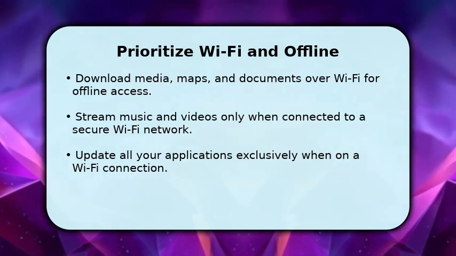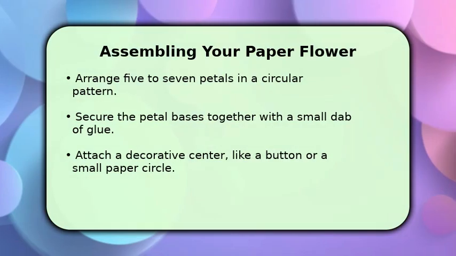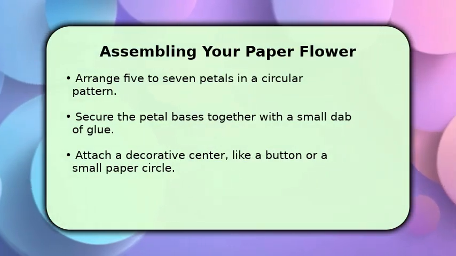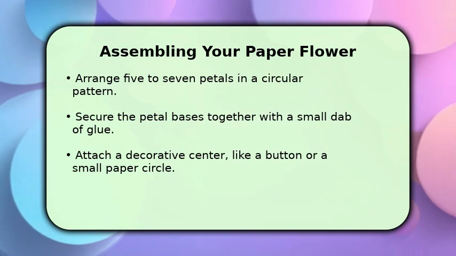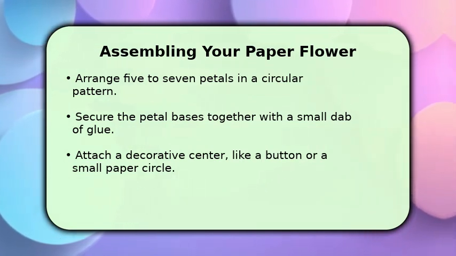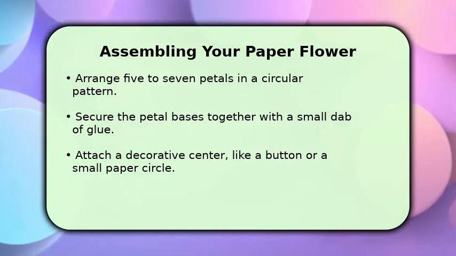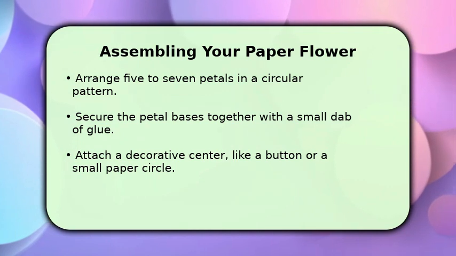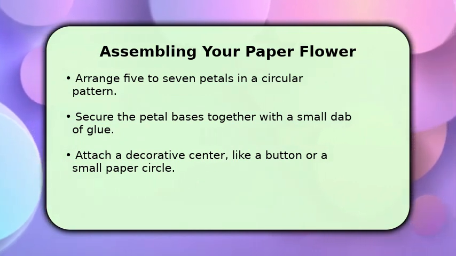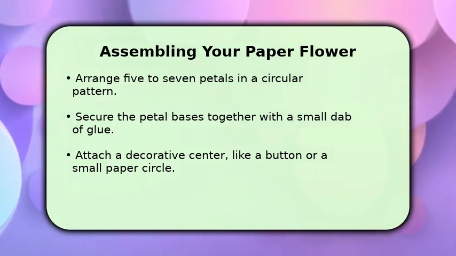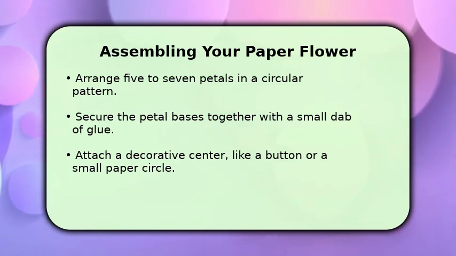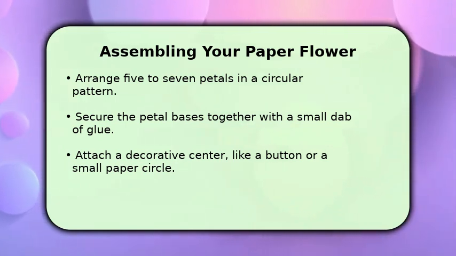With your petals and leaves ready, it's time for assembly. Take 5 to 7 of your crafted petals and arrange them in a circular pattern, overlapping slightly. Apply a small dab of glue to the base of each petal to secure them together, forming the flower's bloom. Next, attach a decorative center. A small button or a contrasting paper circle works perfectly. Finally, glue your green leaves to the underside of the flower's base, completing its natural look.